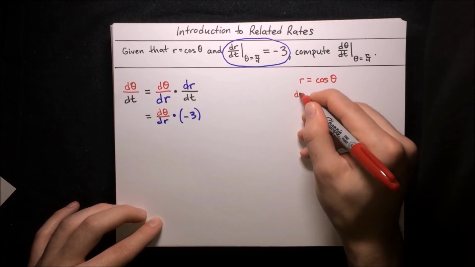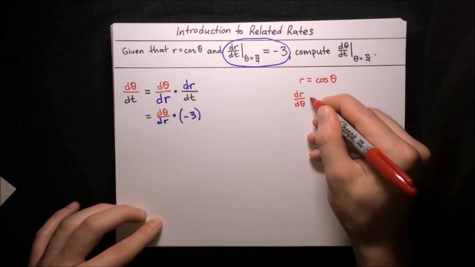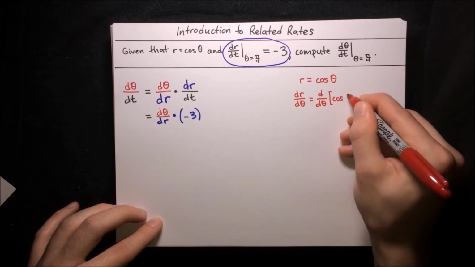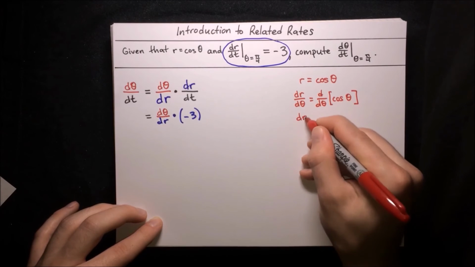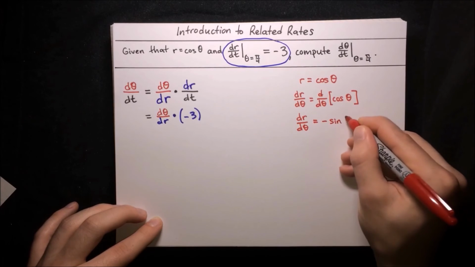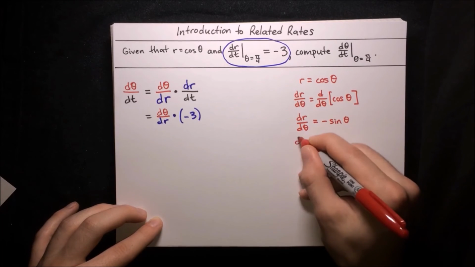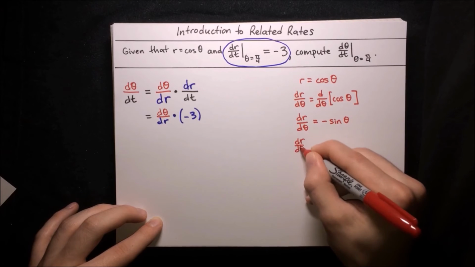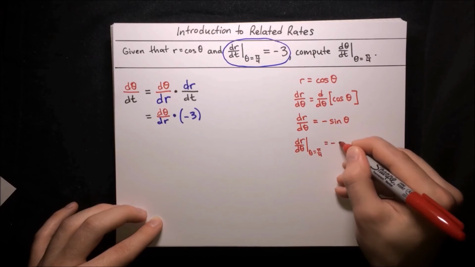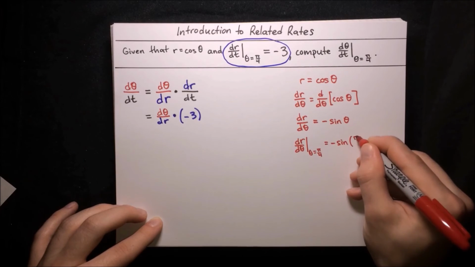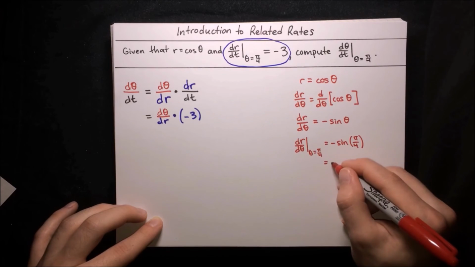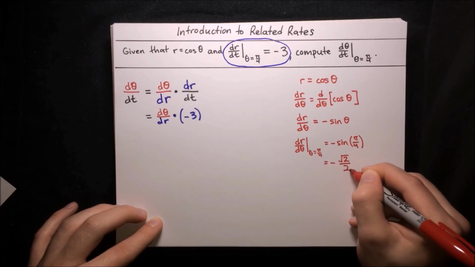So let's differentiate with respect to theta. dr/d theta equals d/d theta of cosine theta, which means dr/d theta is equal to negative sine of theta. So at the moment when theta equals pi over 4, dr/d theta is equal to negative sine of pi over 4. And sine of pi over 4 is just root 2 over 2, so negative root 2 over 2.